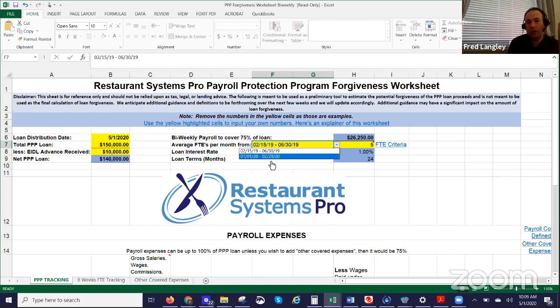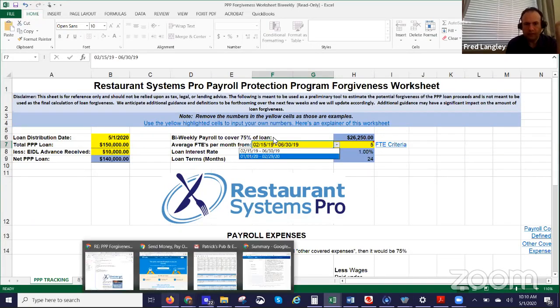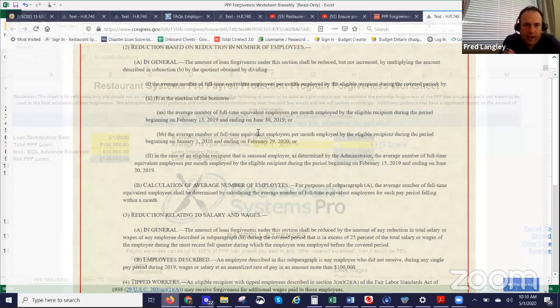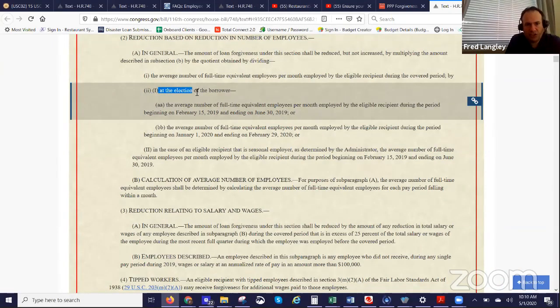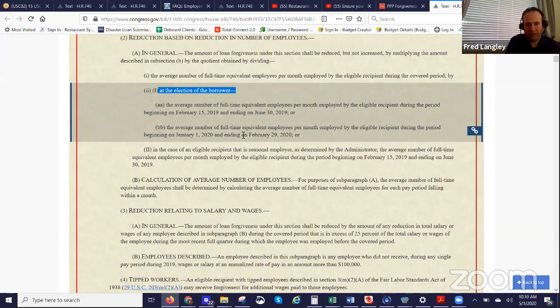Now you have the choice of what you want to do. I actually just misspoke. So when you're looking at this, this is the key, and this is why we put that in here. It's at the election of the borrower that you can choose this date range or this date range. And so what you're going to want to do is choose the lesser of the two, because then it's going to be easier for you to get to your FTEs.